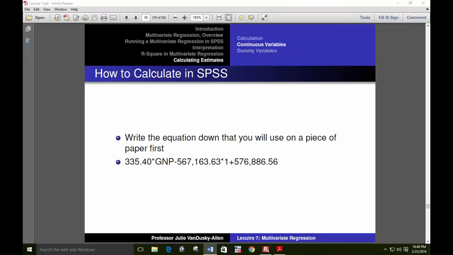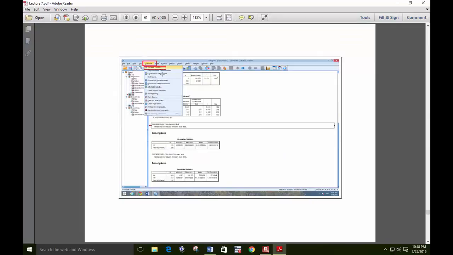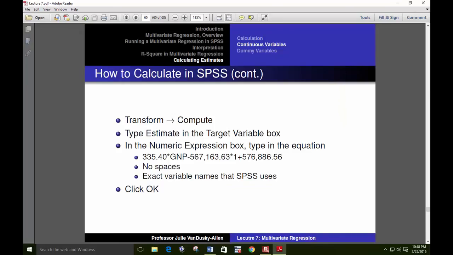To do this in SPSS, the first thing you should do is write your equation down on a piece of paper. So I would write down 335.40 times GNP minus 576,163.63 times 1 plus 576,886.56. Then you would go into SPSS and do transform compute. You would write estimate in the target variable box. Then in the numeric expression box, you would type in the equation.